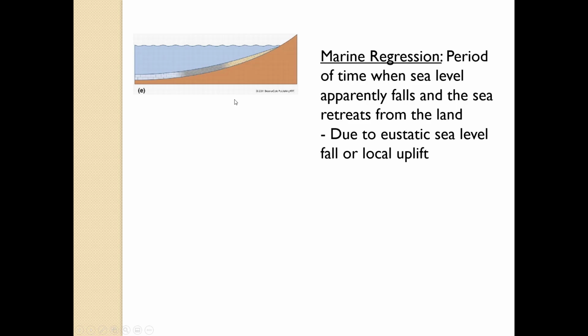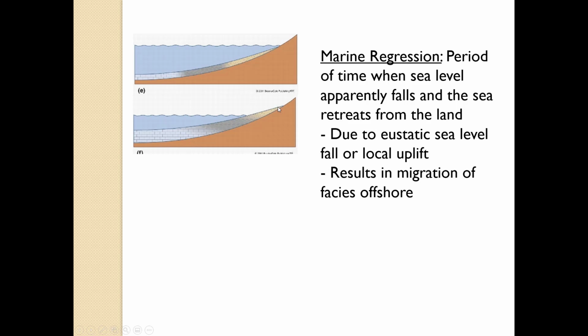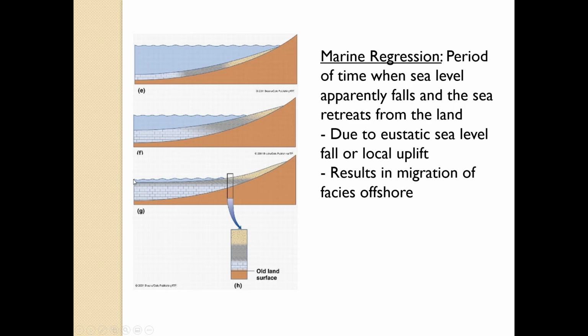So let's look at what that would look like in time sequence. So here we have time 1. And then we know our facies of sandstone, shale, and limestone are going to migrate further offshore as sea level migrates offshore. Here we have time level 2, and we see sea level is falling. So the sand is only being deposited here now. And for time level 3, sea level has fallen even further away.